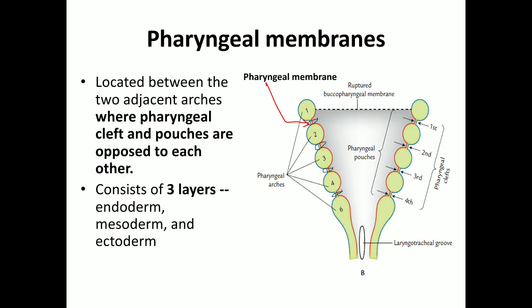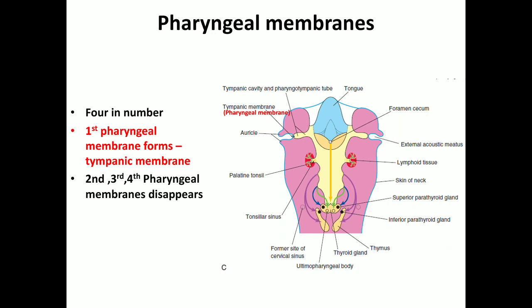Here you can see the pharyngeal membrane, and this second diagram also shows the tympanic membrane on the pharyngeal membrane. The first pharyngeal membrane forms the tympanic membrane. Sorry, the second, third and fourth pharyngeal membranes will disappear.